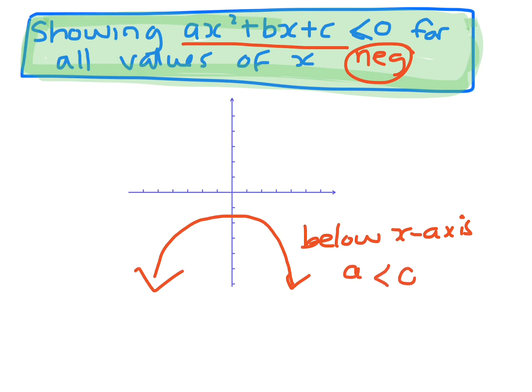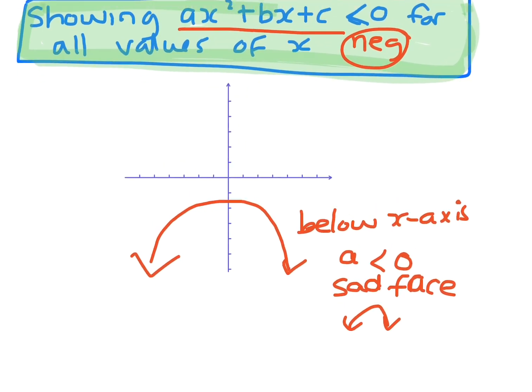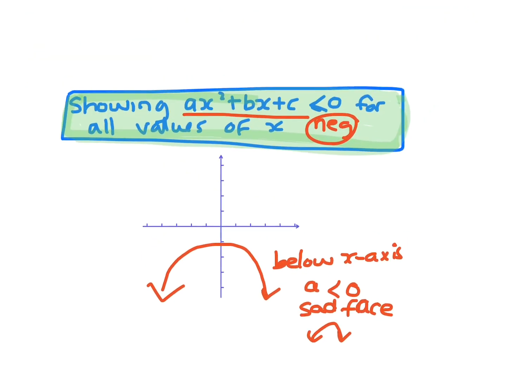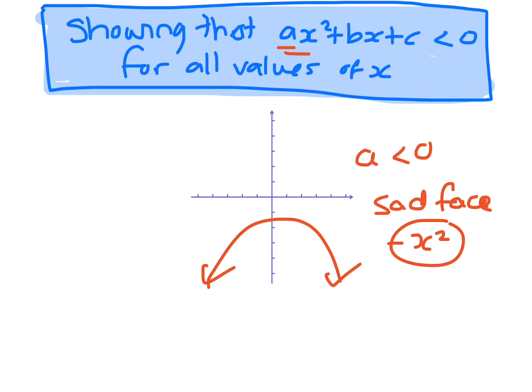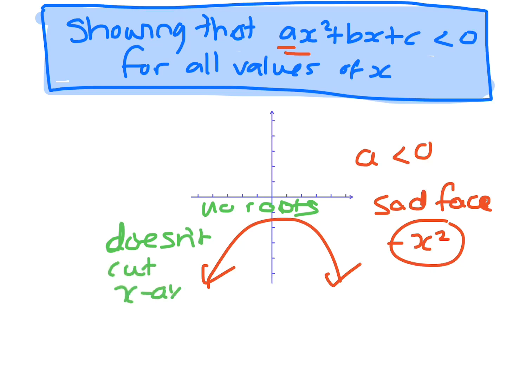The a has to be less than 0 because it is like a sad face. It's the one that goes down, and it's like a negative x squared parabola. And then the other thing that would happen here is you notice that it actually has no roots. It has no roots because it does not cut the x-axis. So it doesn't cut the x-axis.